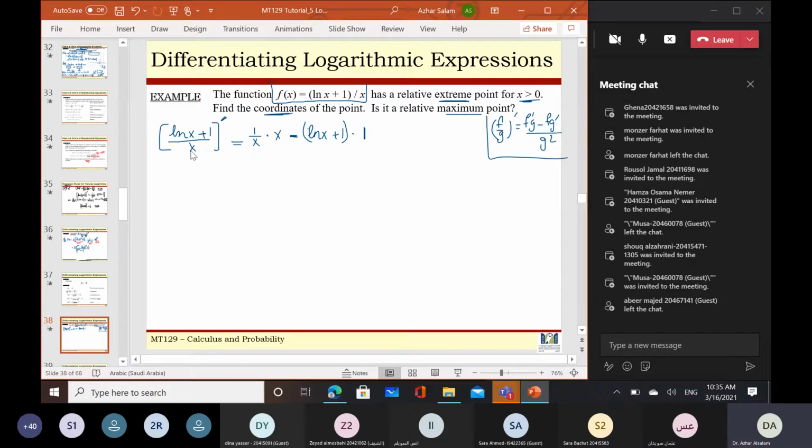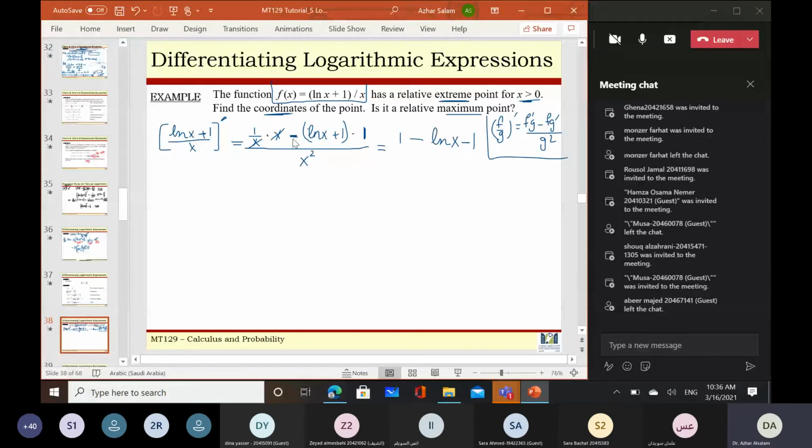The derivative of g, which is in the denominator, the derivative of x, is 1. Divided by the second function square, g square. It's easy to simplify this. Notice that here before the minus I have 1 over x multiplied by x. So I can simplify x by x. It will be 1. 1 minus, this is multiplied by 1, so this is the quantity that I have, ln x minus 1.